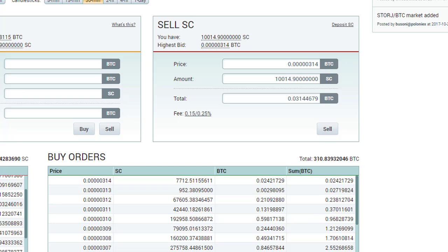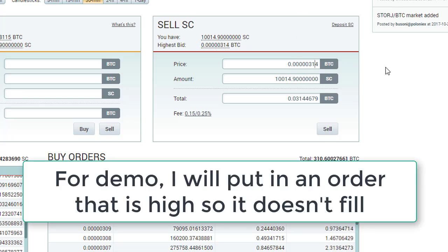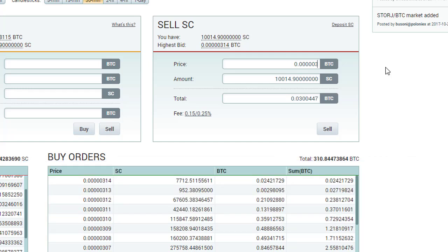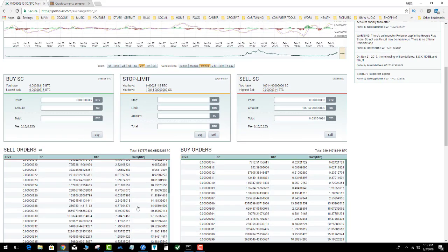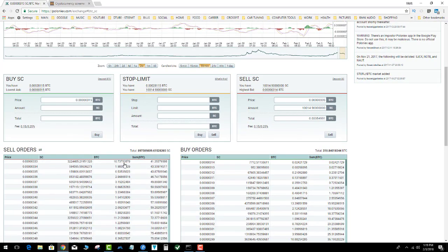So just to demonstrate, let's go ahead and put this in a super high rate. We'll say 0.0000 335. Okay. And if I hit sell, it would appear down on the sell orders table.